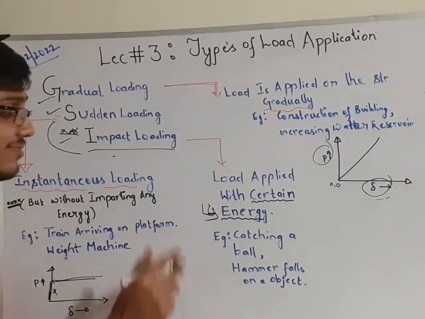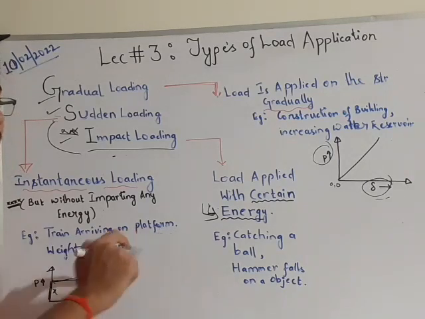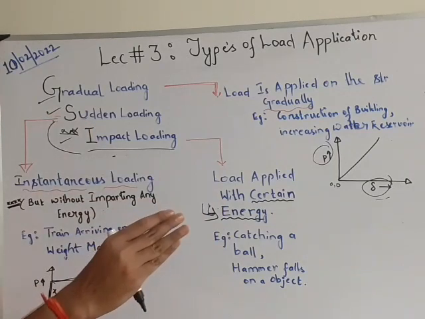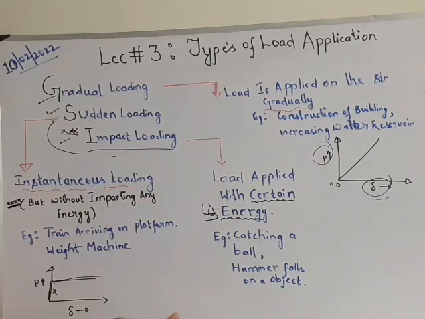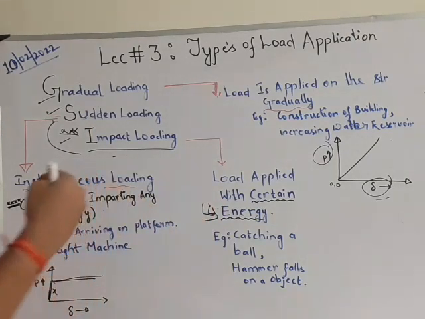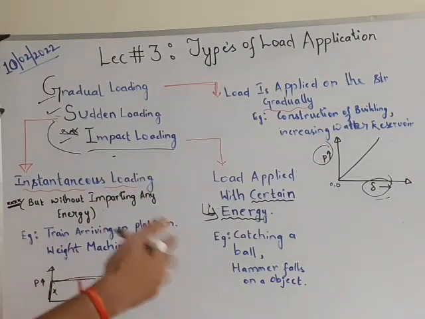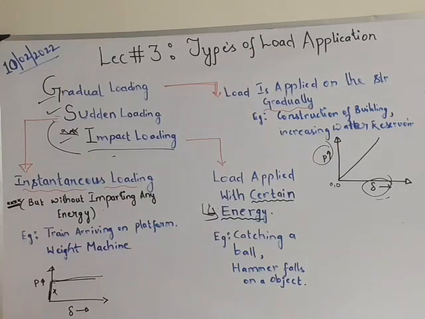Suppose in a match a fielder is catching a ball. The ball comes to the fielder with some velocity, that means with some kinetic energy. The ball is carrying some energy along with it, and it imparts the energy to the fielder's hand. The same thing goes for a hammer when it falls on any object.